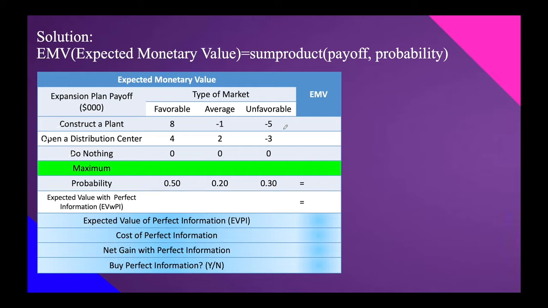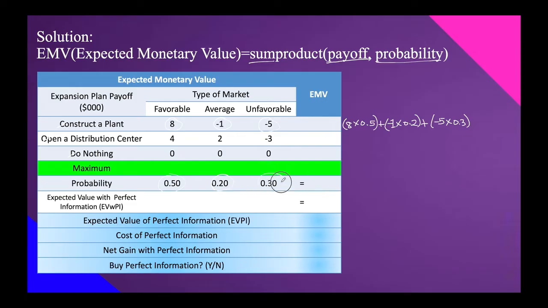Okay, so let's have the computation. Let's have here payoff and probability. We have a payoff of 8 multiplied by 0.5. This is the first product. Plus, we need to sum the products. We have negative 1. Actually, guys, you can also use Excel here if you're familiar with the sum product function of Excel. Negative 1 times 0.2. Plus, we have negative 5 times 0.3.